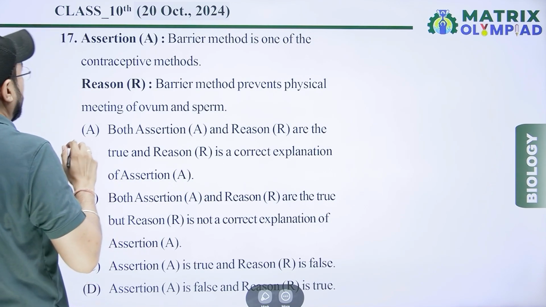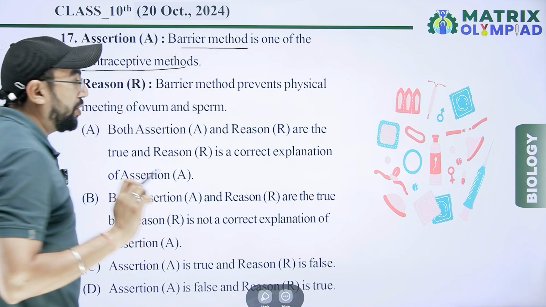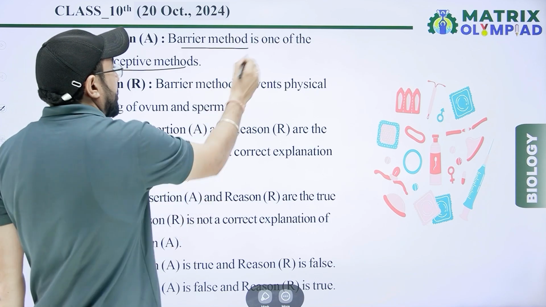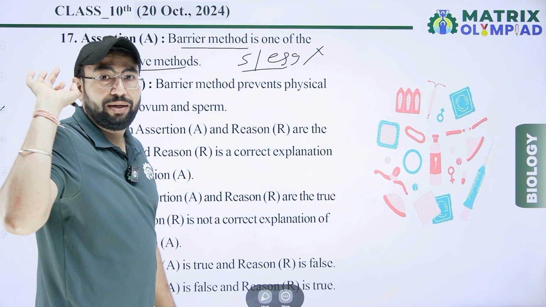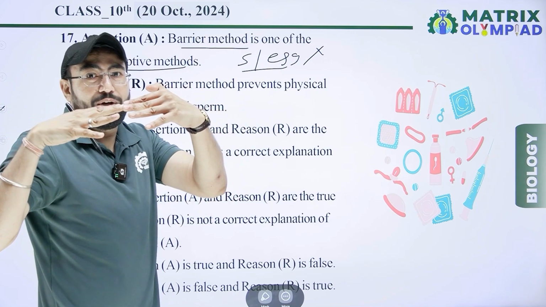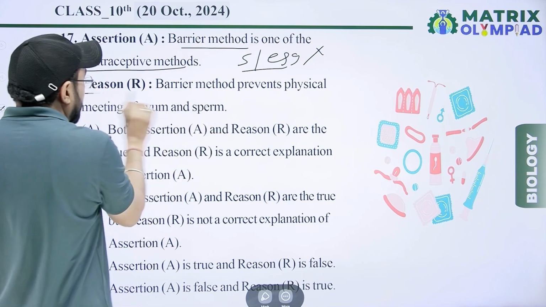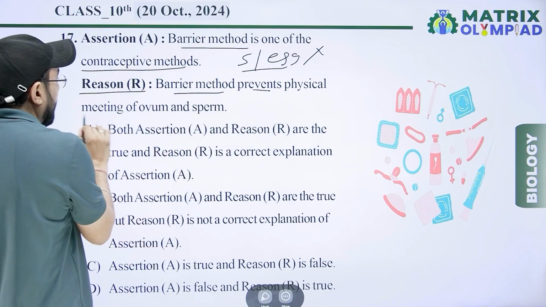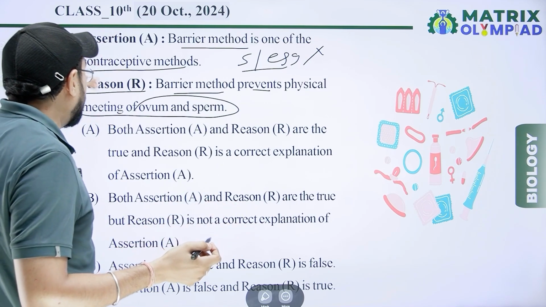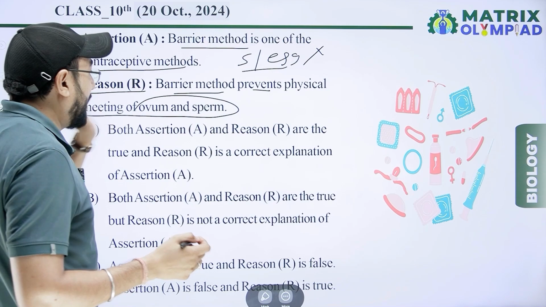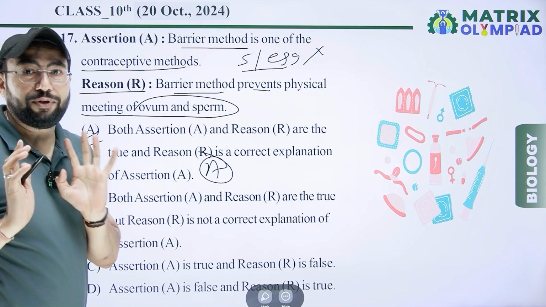Assertion A. Barrier method is one of the contraceptive methods. Contraception means sperm and egg meeting is cancelled, they do not meet each other, no fusion. So the reason is that barrier method prevents physical meeting of ovum and sperm, right? Assertion is right, reason is right, and reason is the correct explanation of assertion A. Option A is the right answer for this.